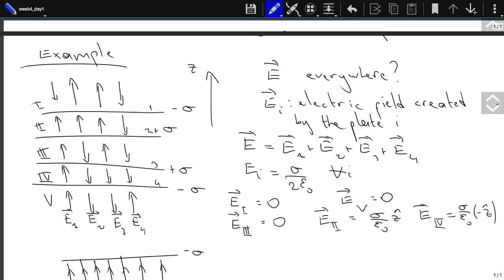Well, of course, if the plates are not infinite, these will be just approximate solutions away from the edges. If you go closer to the edges, they will not be uniform.